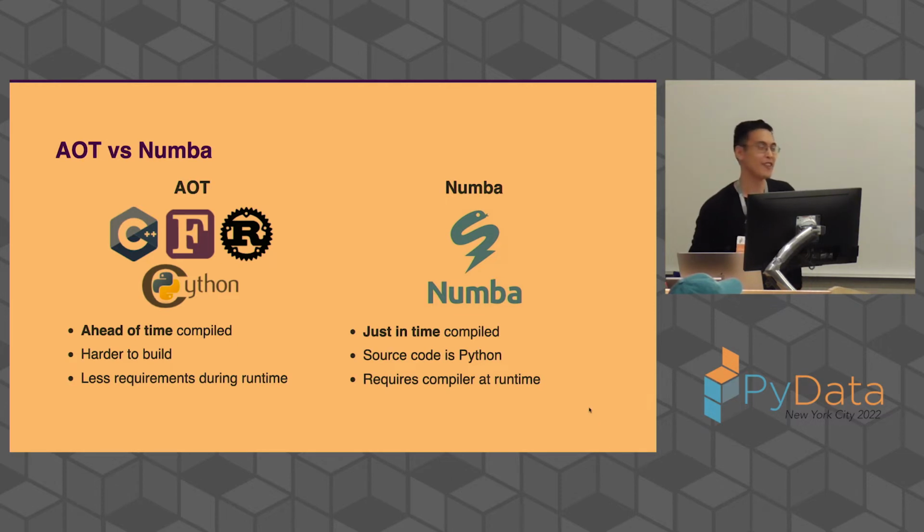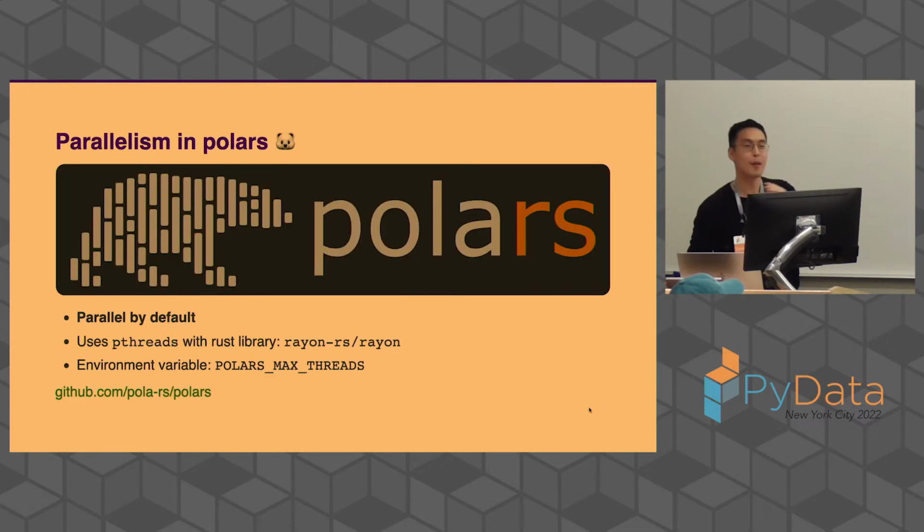So what's a fun library that's new in Python that uses Rust? Polars. All right. Polars is parallel by default. If you compute with Polars, it just uses all the cores. The way it implements parallelism, it uses a Rust library called Rayon, which underneath the covers uses pthreads. And the way you configure this is POLARS_MAX_THREADS.